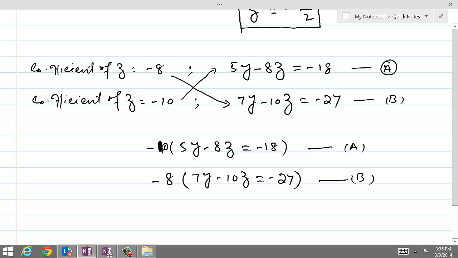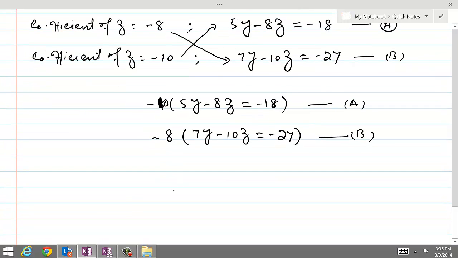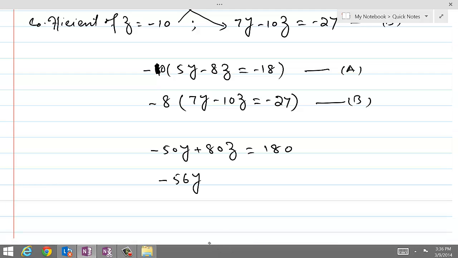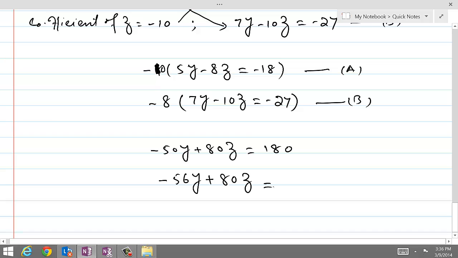And this is going to result in the equations minus 50y plus 80z is equal to 180, and the second will become minus 56y plus 80z is equal to 27 times 8, which becomes 216.